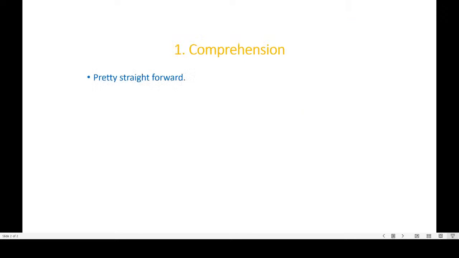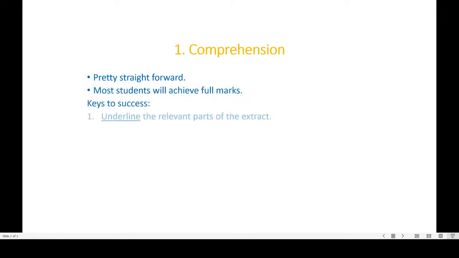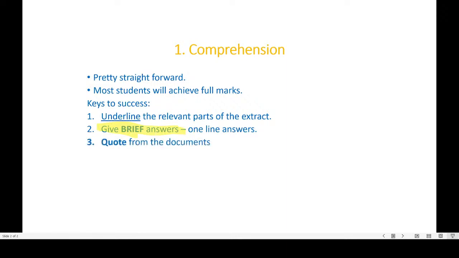So our comprehension questions, pretty straightforward. Most students will achieve full marks here. We can follow a couple of keys to success to make sure that we're doing that. So while we are reading the sources, we underline the relevant parts of the extract, we give brief answers, one-line answers only. That's the biggest mistake I see students make at this point. They spend too long writing 5, 6, 7, 8 lines, and you're going to get the mark within one line as long as you make reference to that document. Then finally, our last key to success, quote the documents directly.